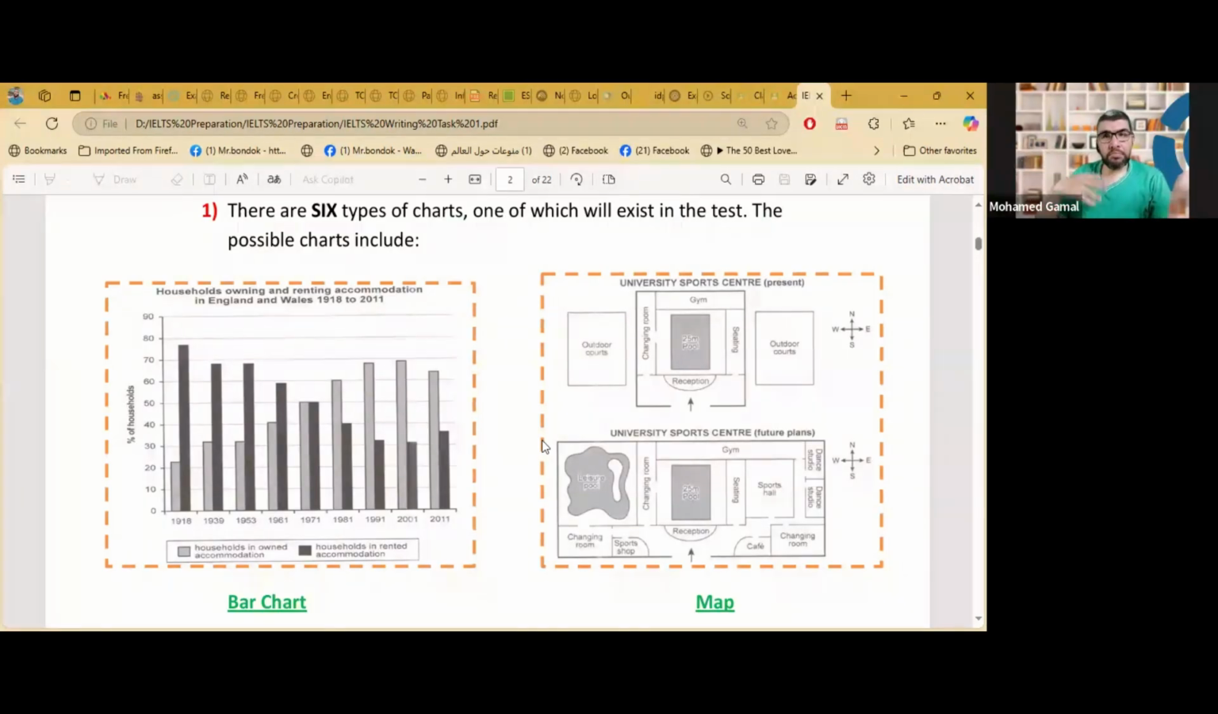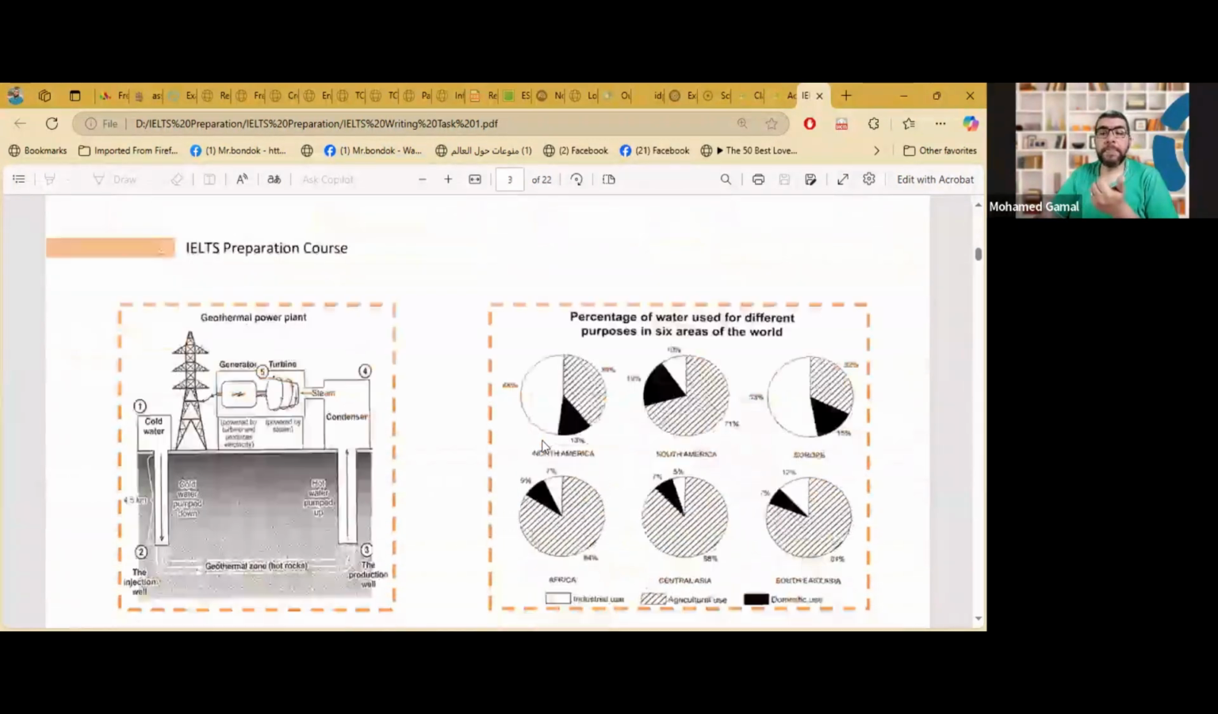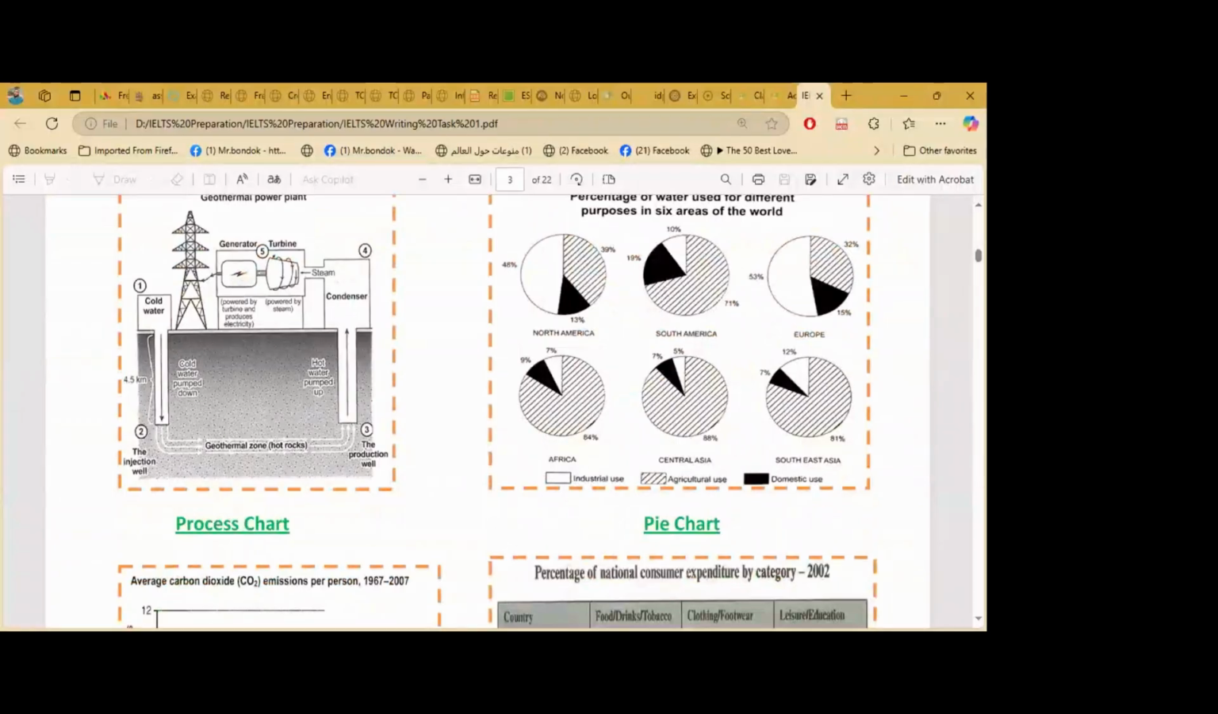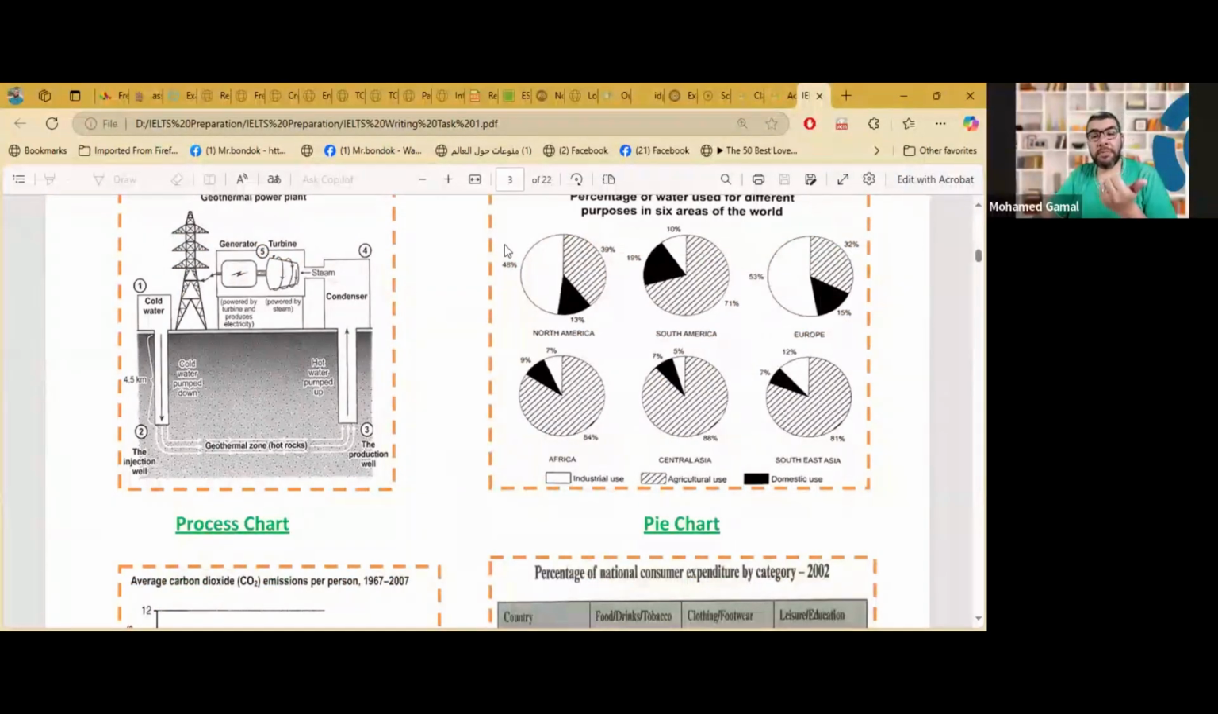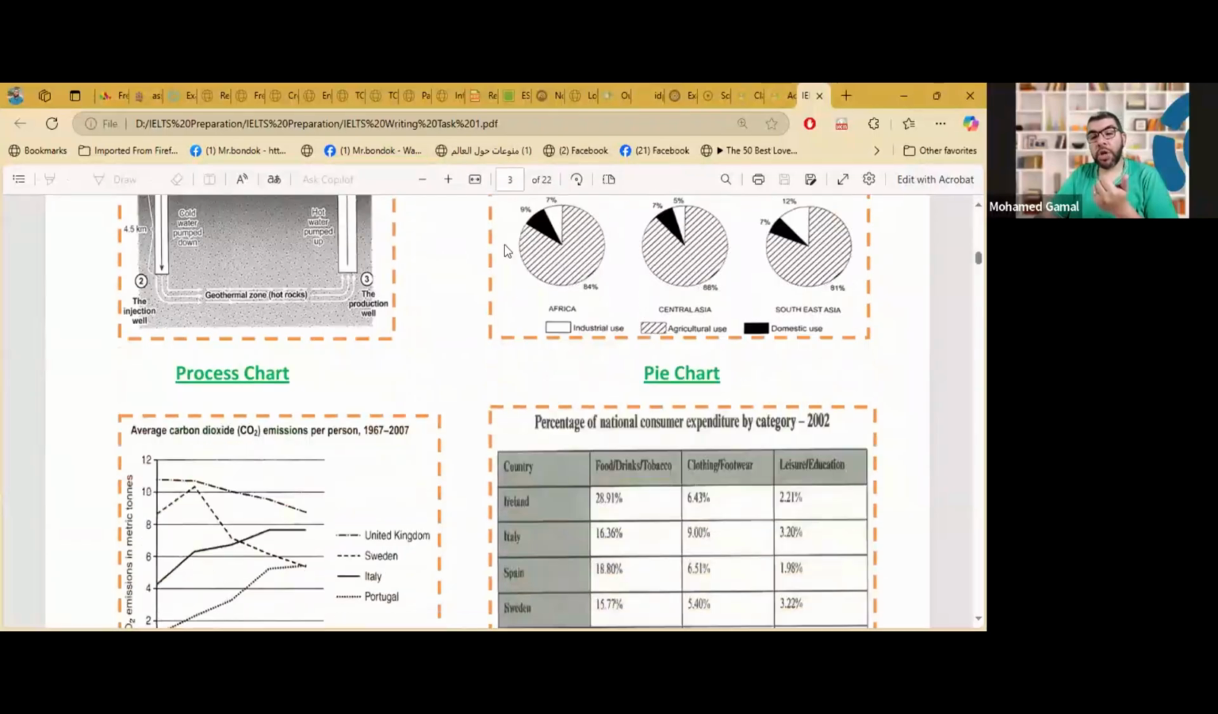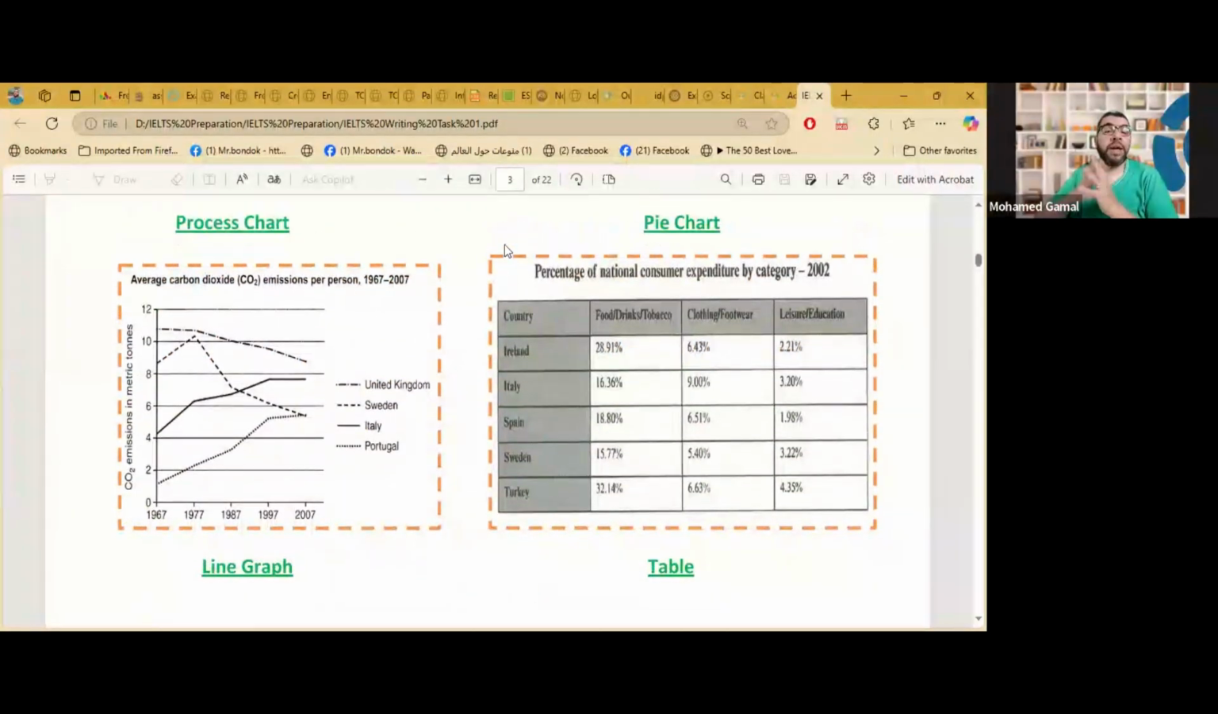But the more frequent thing you may come across is having one type of data, and you try to analyze it. So these are the 6 types we have. We have a bar chart, we have a map, we have a process chart, pie chart, and the final 2, line graph and a table. So each of these has its own way of addressing, but they all share something in common, and this is what I want to focus on today.